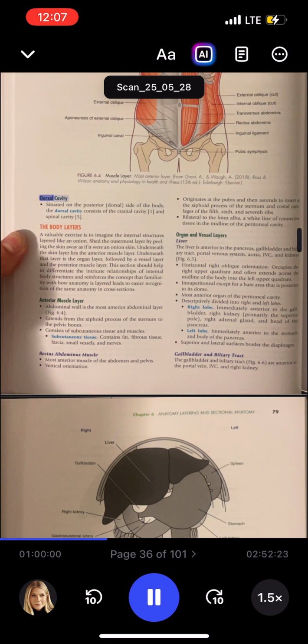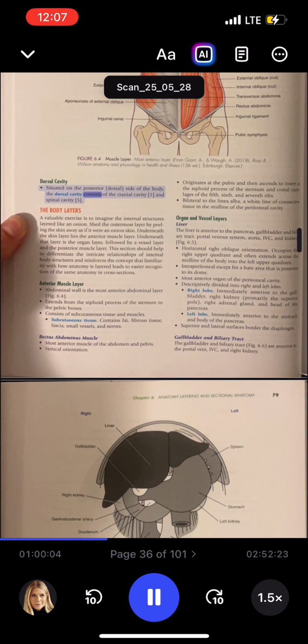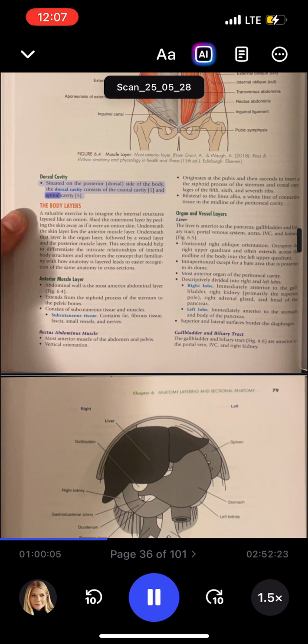Edinburgh, Elsevier. Dorsal cavity. Situated on the posterior dorsal side of the body, the dorsal cavity consists of the cranial cavity and spinal cavity.